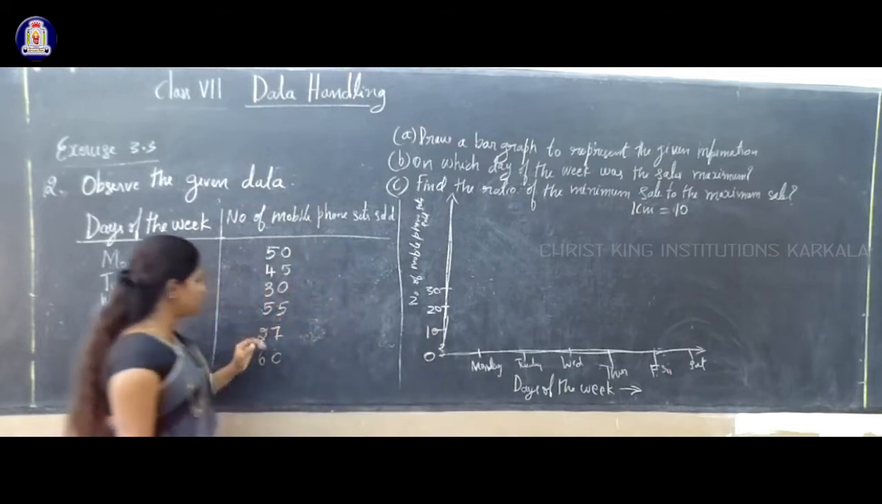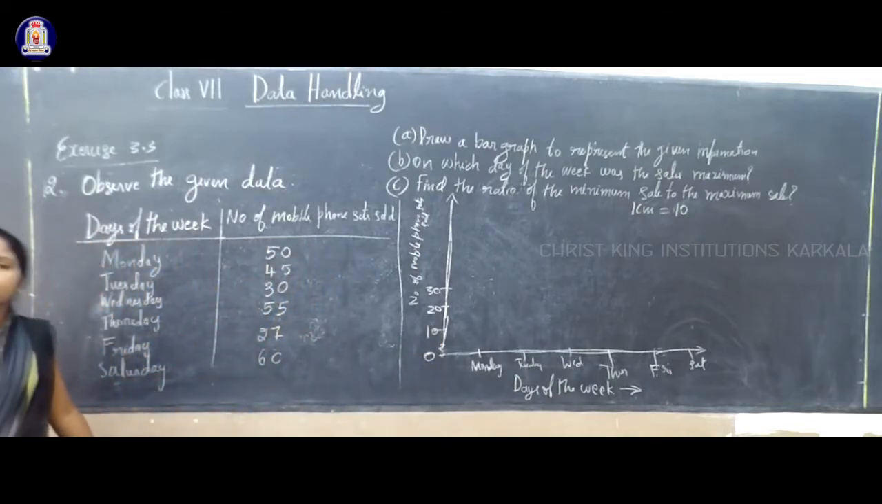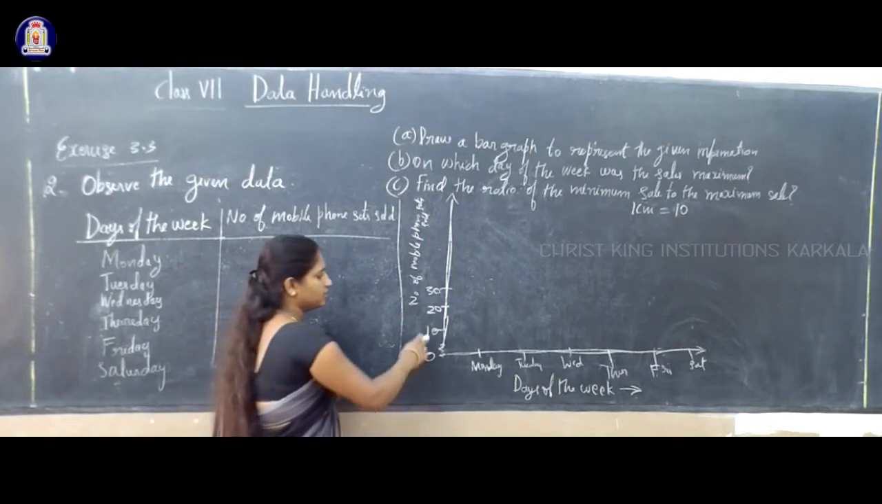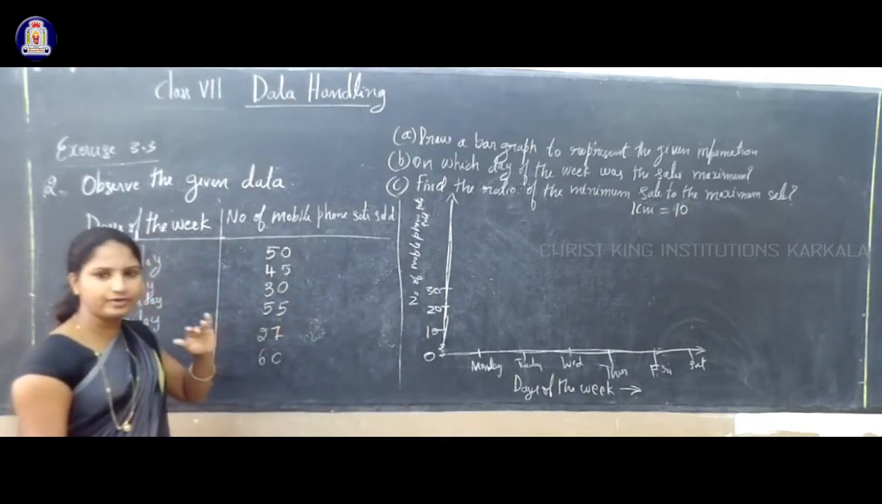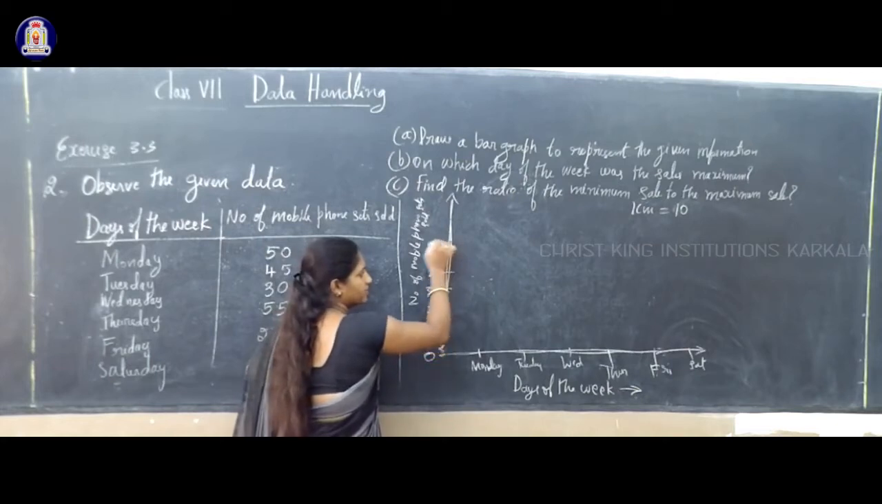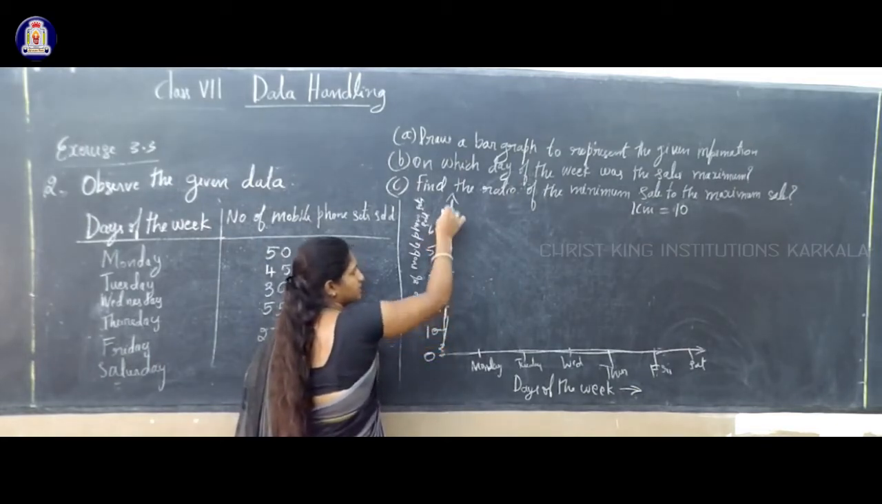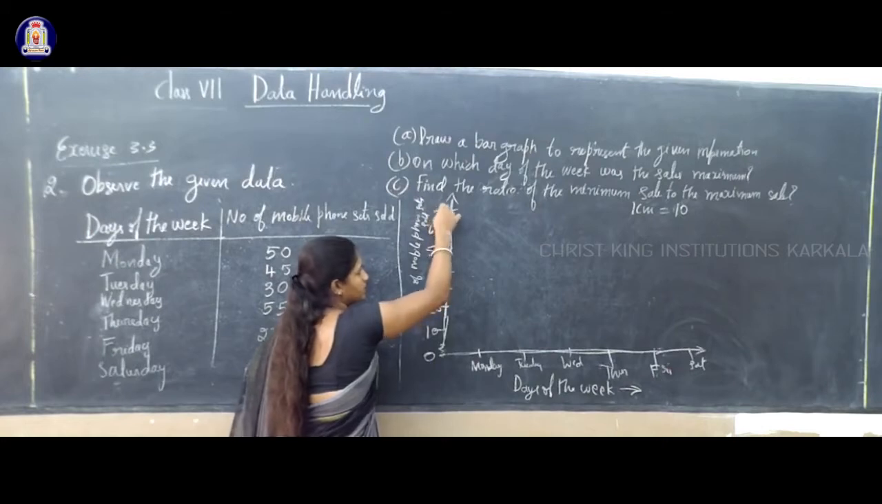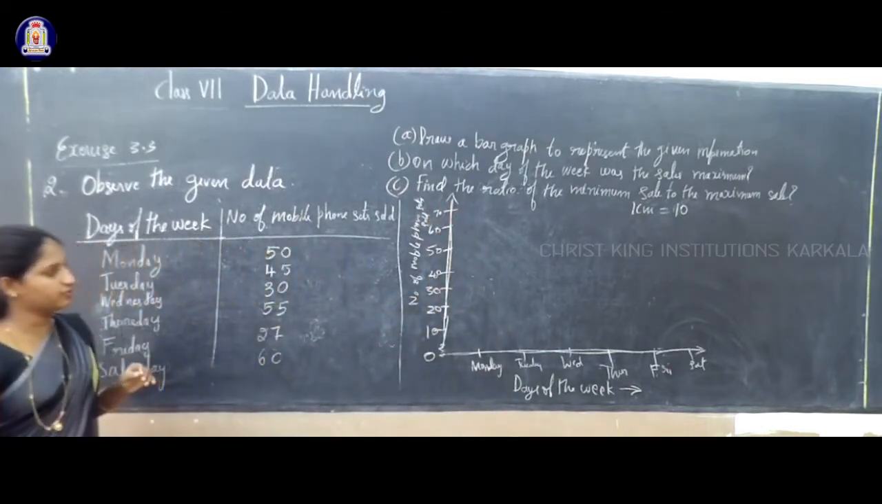So see how to handle the minimum and maximum number of mobiles sold. The minimum is 27. So what you have to do? You have to take 10, 20, 30, 40, 50, 60 as the maximum. It's okay. You can stop here. Next, what you have to do?